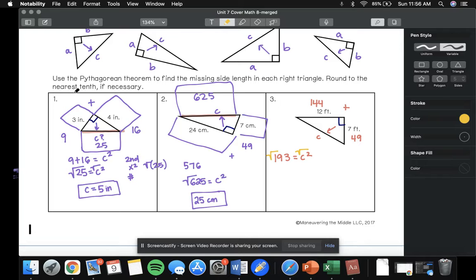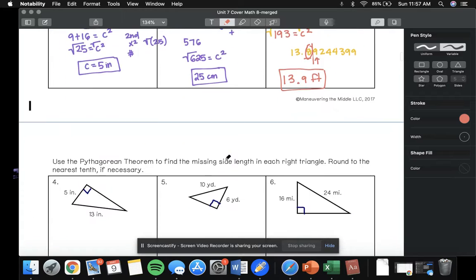And so it says to round to the nearest tenth. So I'm going to go ahead and just write the numbers I see. You don't have to write this down. I'm just showing you how we round real quick. The nearest tenth means 1 decimal place. So we look to the right of our decimal place, which is a 9, which is going to round it up. So this would be about 13.9 feet. If it's not a perfect number, we will be rounding. All right, go ahead and go to page 2.